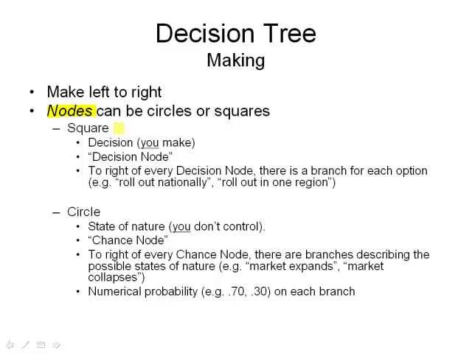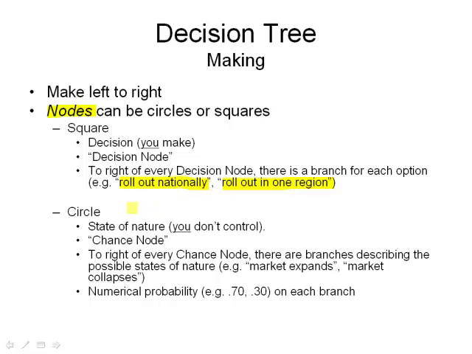A square is a decision that we make. It's called a decision node. It's a decision that we control, so it's basically an opportunity for us to pick an alternative, or a situation where we have to pick an alternative, such as roll our product out nationally or roll our product out to only one region. Go pro, stay in college. It would be another decision that would be expressed as a decision node. We have to pick one or more options. Could be 3 options, could be more options.